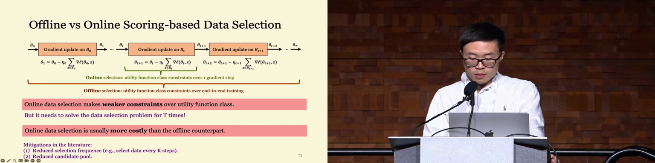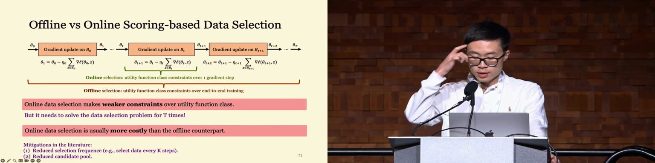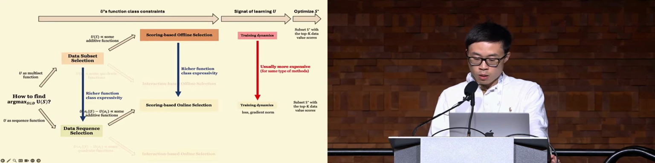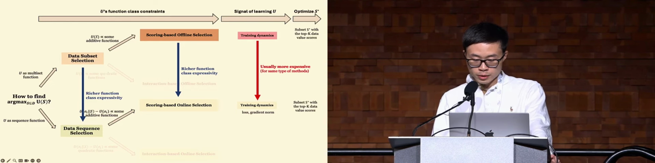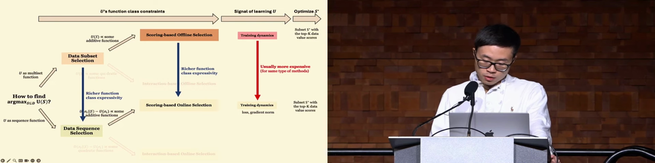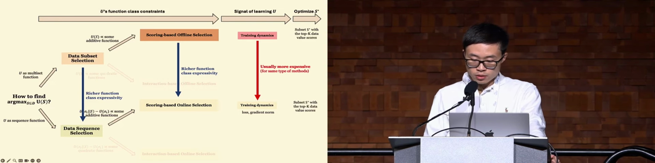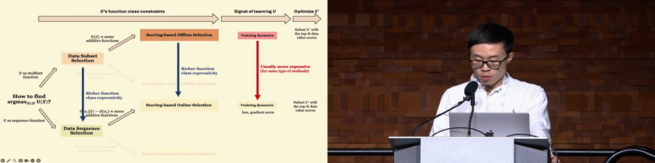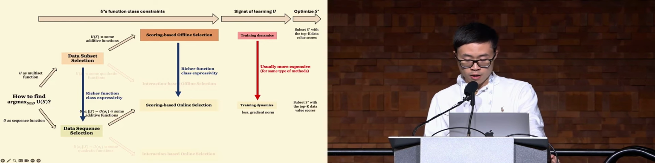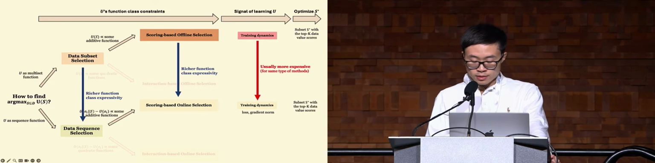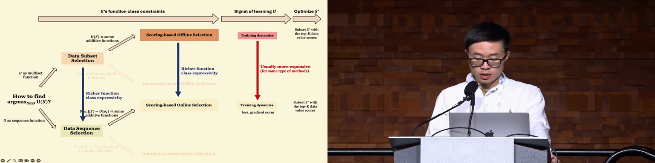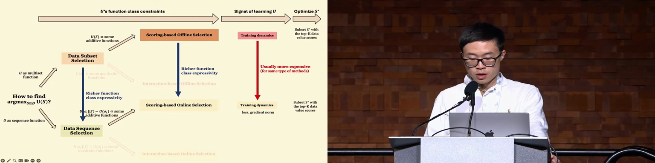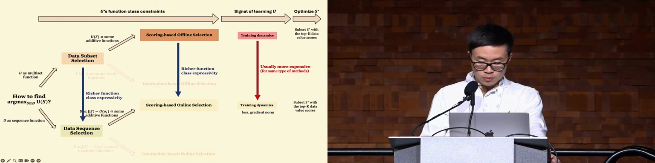However, online batch selection requires performing the data selection thousands of times throughout the training, which can often lead to prohibitive computational overhead. So therefore, in most of the literature, the data selection is actually performed periodically instead of at every iteration. And the selection is not over the full training set, but a much smaller candidate pool, as discussed in the last part of the tutorial.